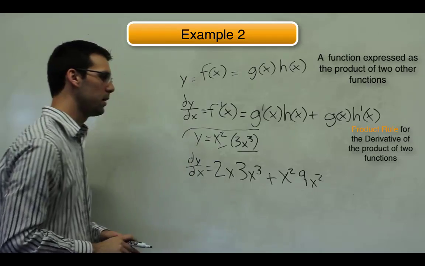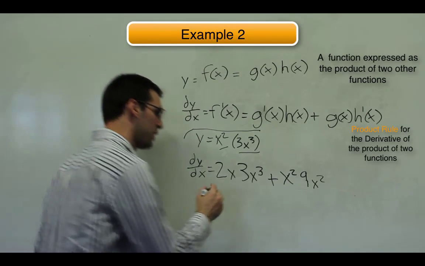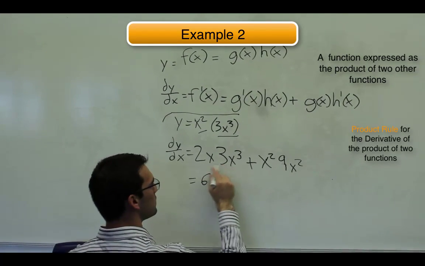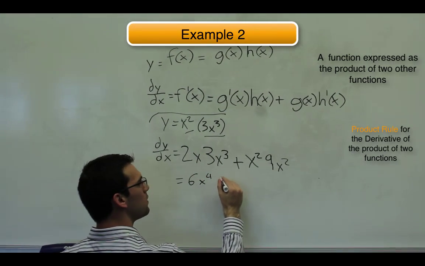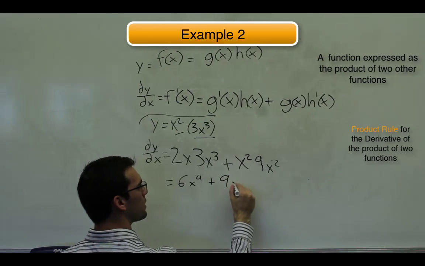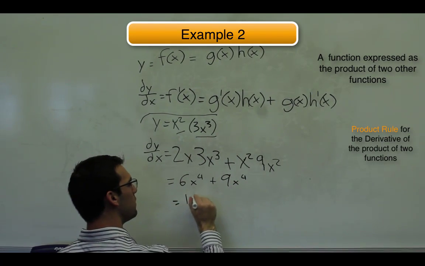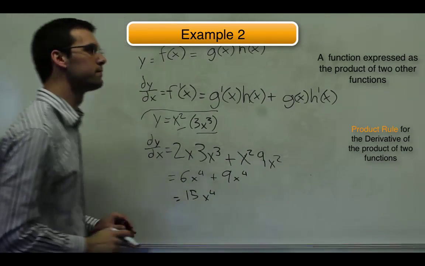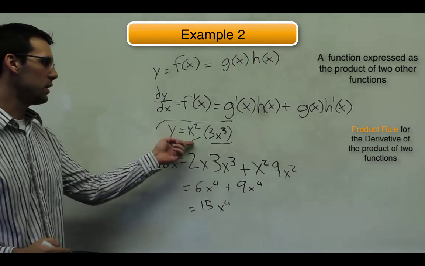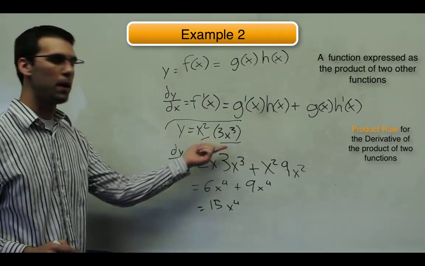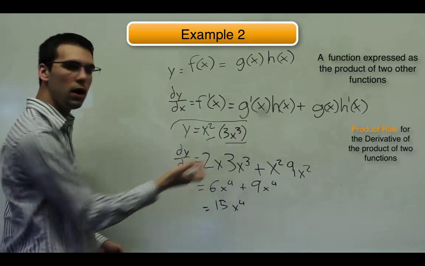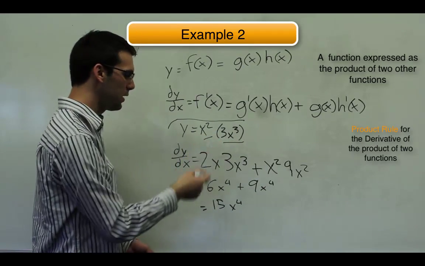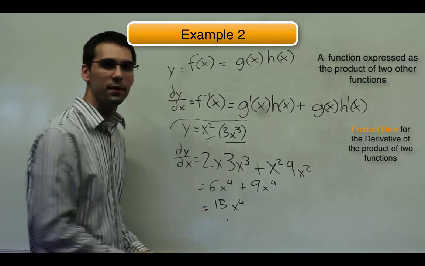And we can actually combine our terms if we want to simplify. So let's go ahead and do that. This is 6x to the fourth plus 9x to the fourth equals 15x to the fourth. And we could also see that if we went ahead and used the power rule, I'll leave that as an exercise for you, but if you multiply this out and then take the derivative of that, you're going to end up with the same result.